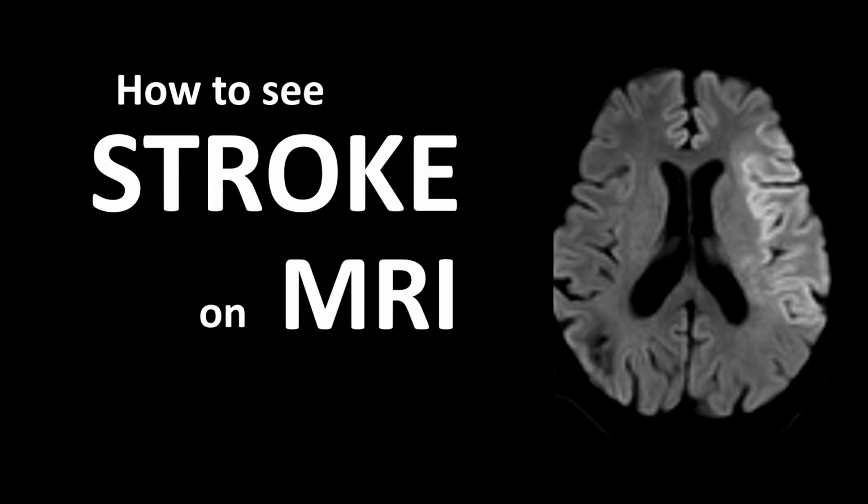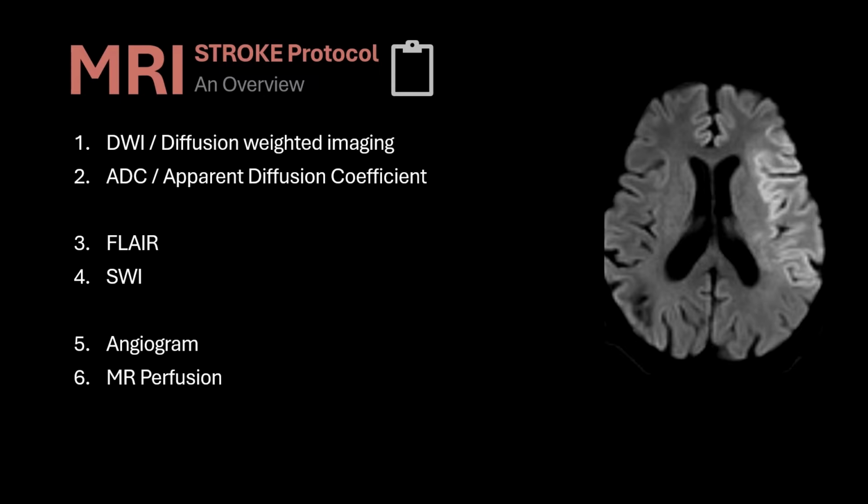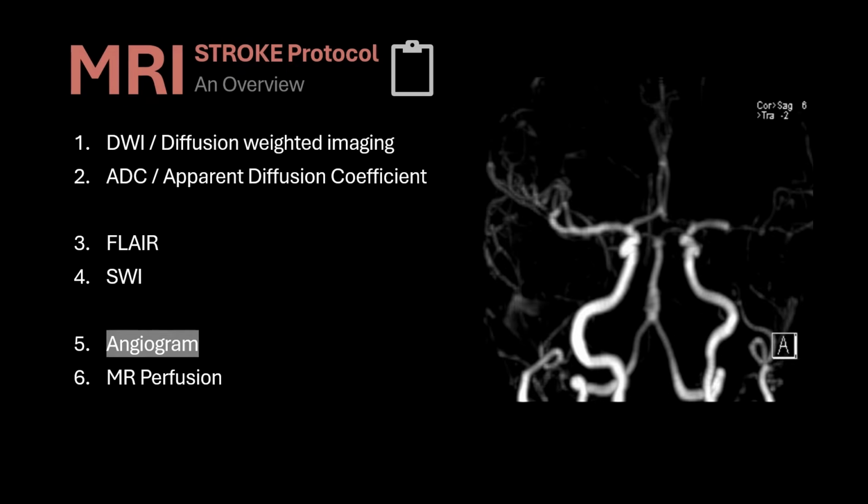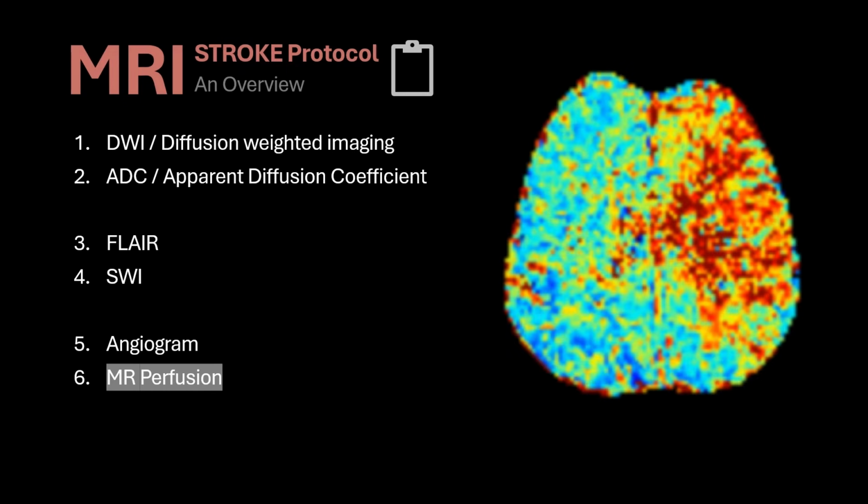In this video, we will see how to see stroke on MRI. Here is an overview of MRI stroke protocol, which includes these sequences: diffusion or DWI, ADC, FLAIR, SWI, angiogram, and MR perfusion, and we have to go through each of these sequences one by one.